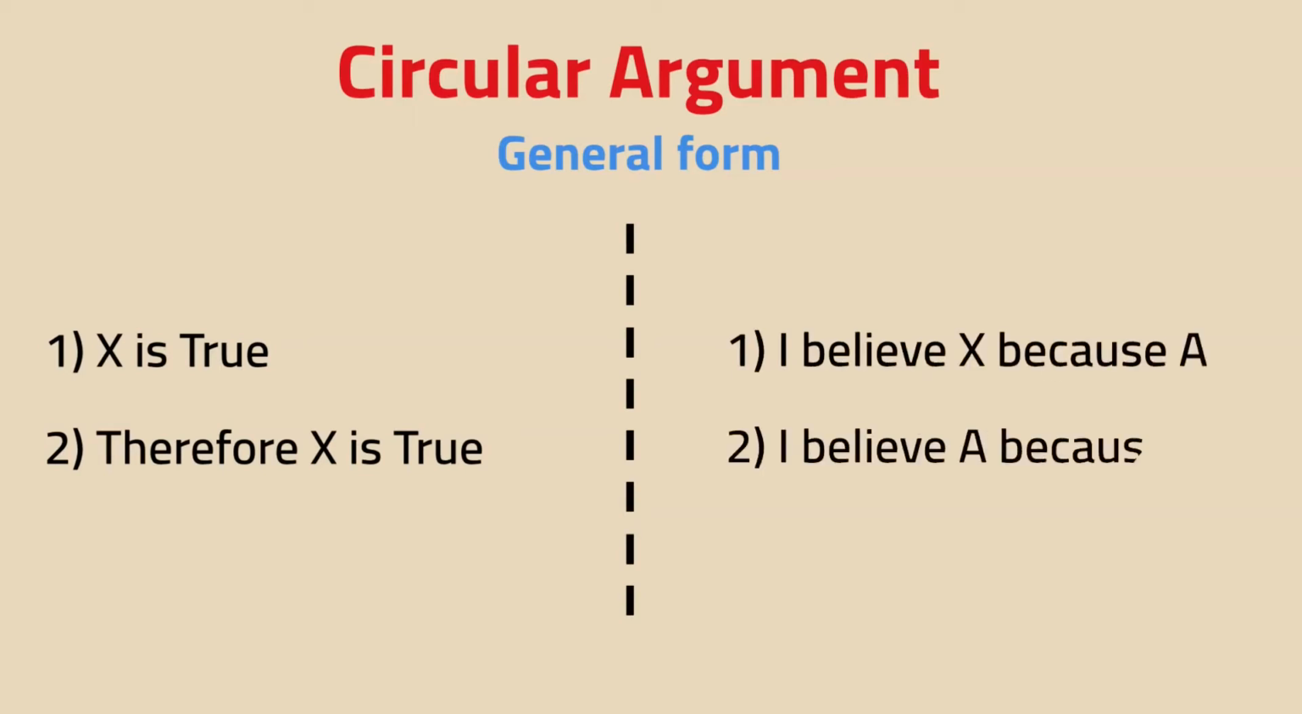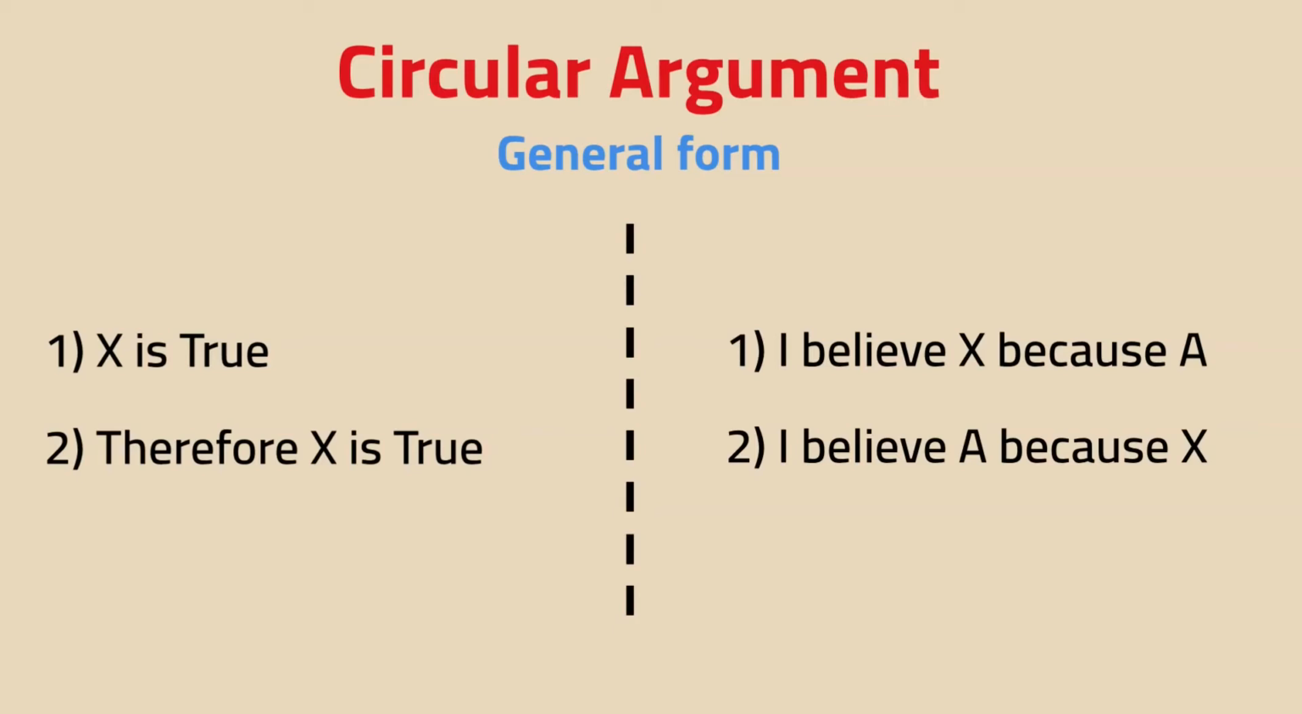Another obvious example is: I believe X because A. I believe A because X. The circularity here is clear. The argument tells us nothing about the truth value of A or X. Interestingly, it is not clear which is the premise and which is the conclusion, a sign of its circularity.